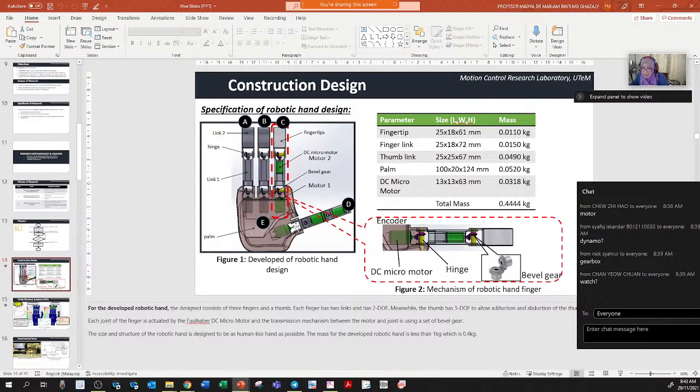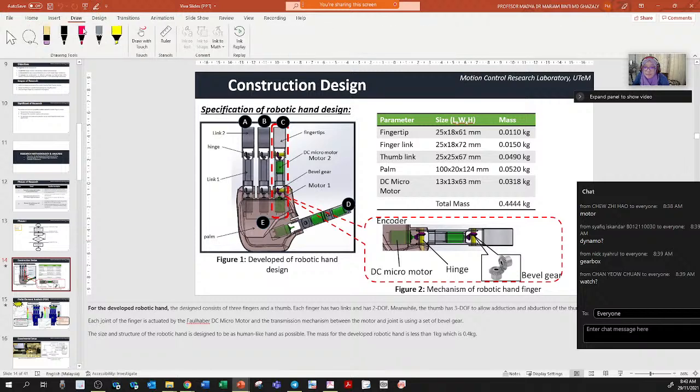Basically, if you look at one of the fingers, this finger C here, you can see that there are two motors. Each motor is connected to a bevel gear. This is a motor connected to a gear here, the one in the purple color. Purple color is the bevel gear. So there are two motors, first motor, second motor.